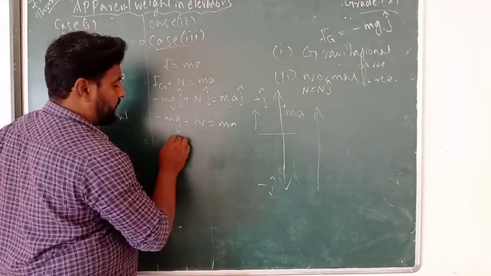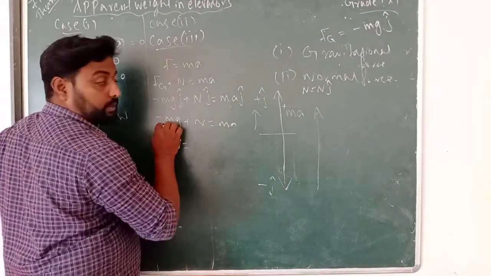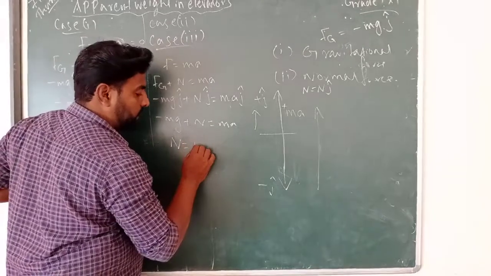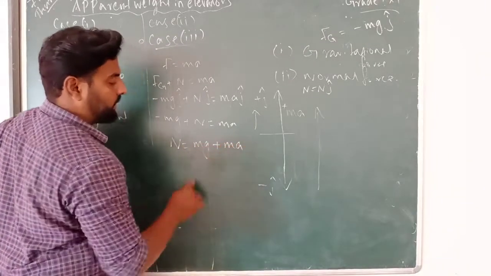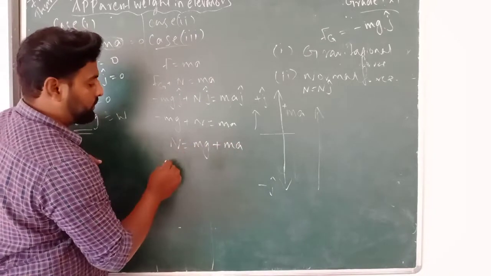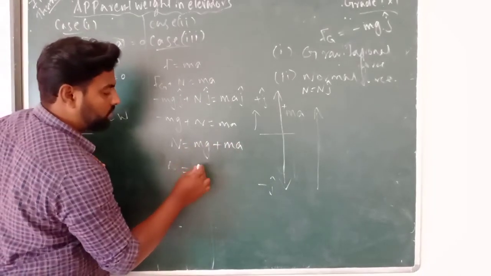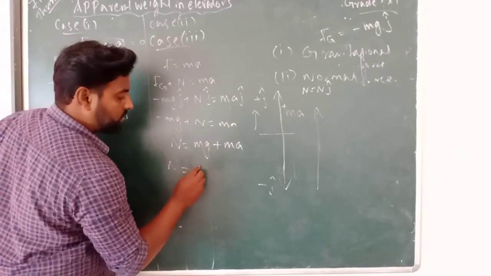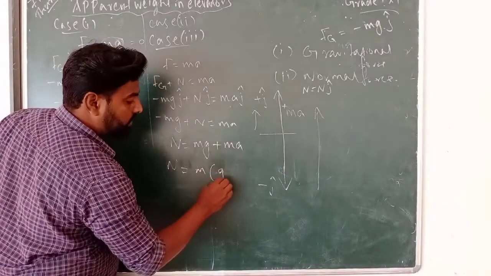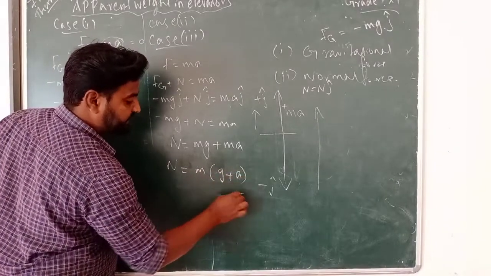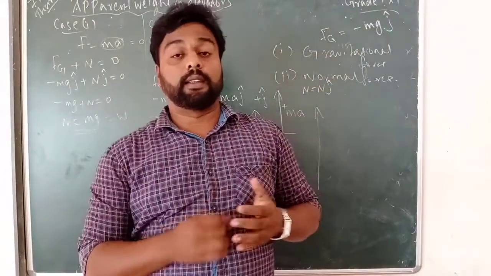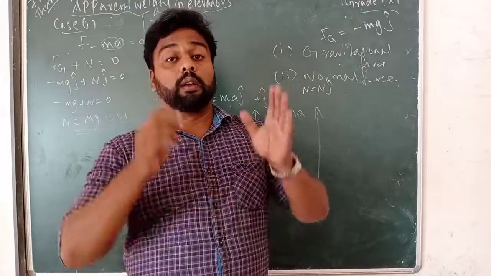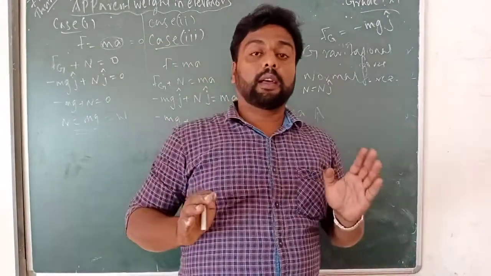Now rearrange and write N is equal to this minus mg, take this side, so plus mg plus ma. Here m is common, take this m outside, so N is equal to m into (g plus a). So here the apparent weight is greater. That's what I told you, apparent weight and actual weight.